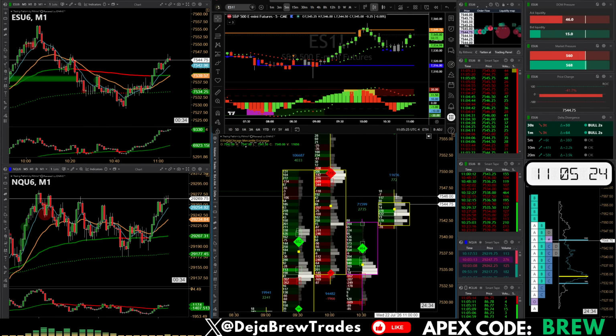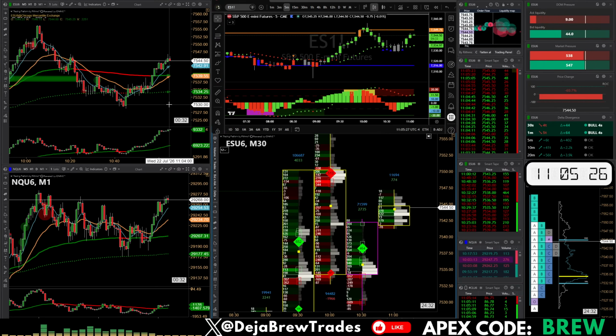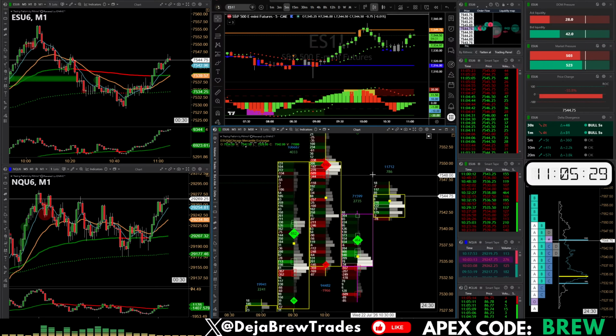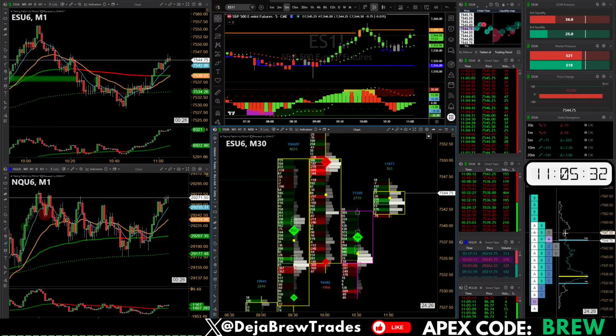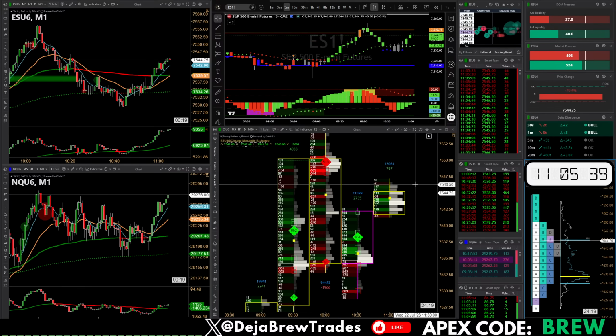Okay, so far the balance is getting pretty decent delta on the buy side. It's not entirely exhausted or anything like that. They're trying to stay above that value high of the cash profile, the morning open.